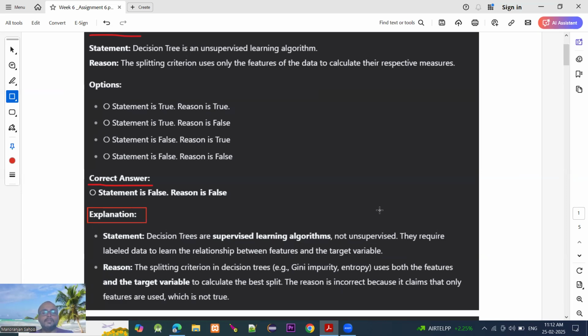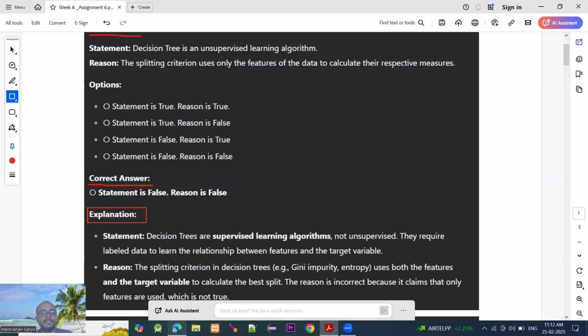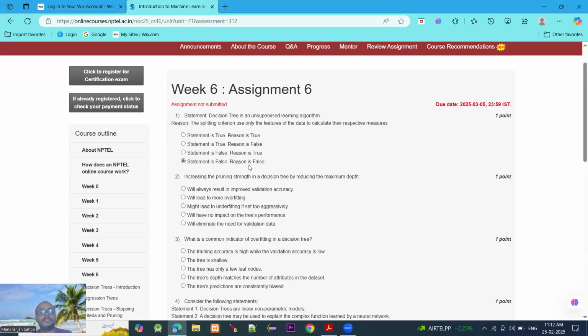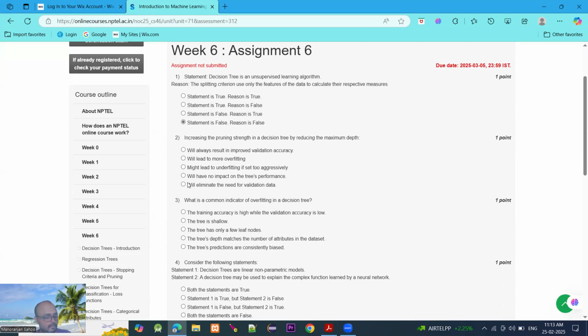Especially, this is a supervised learning algorithm, while here it is mentioned as unsupervised. That's why the statement is false and the reason is also false. Question number 1, option D is the right answer. Moving to question number 2.